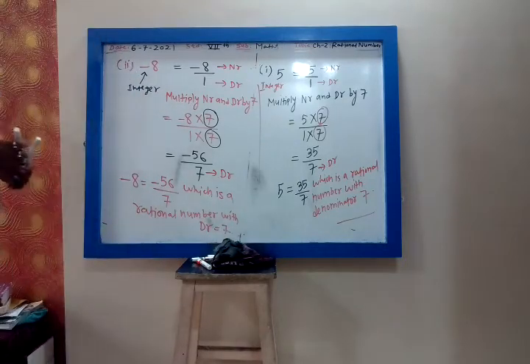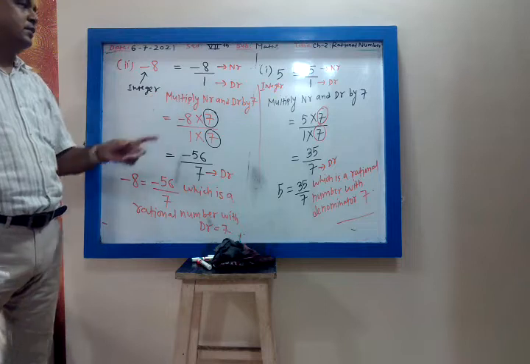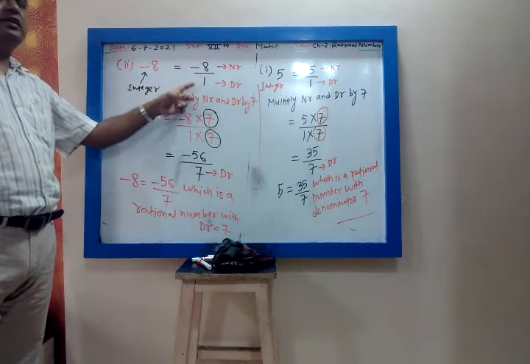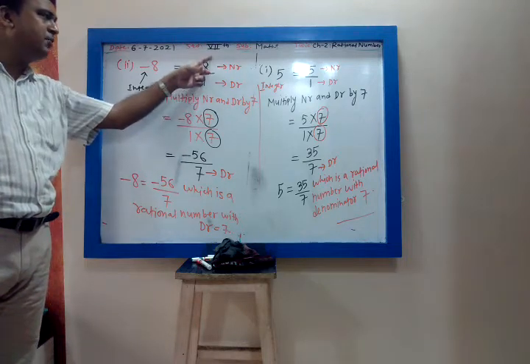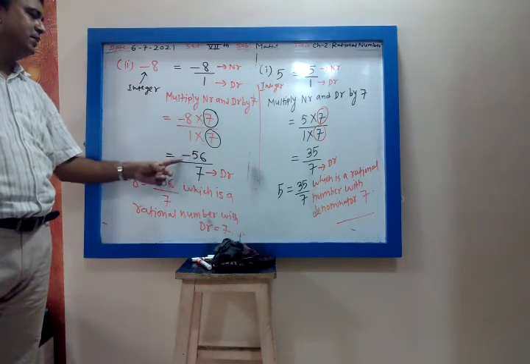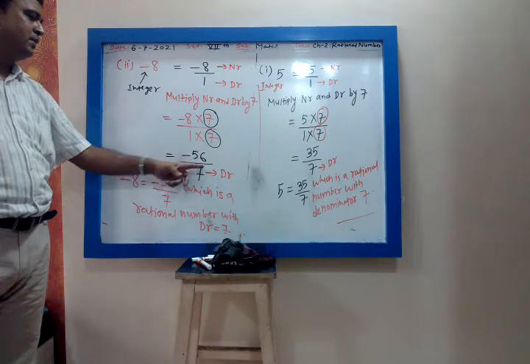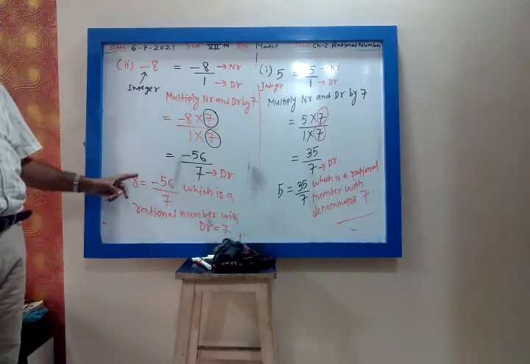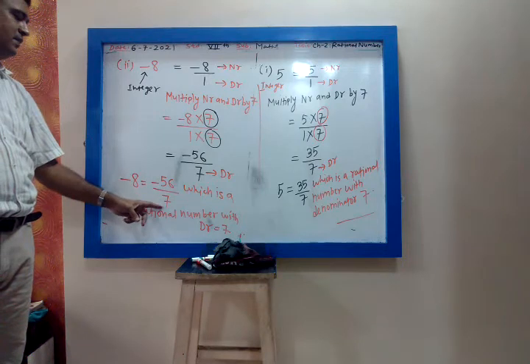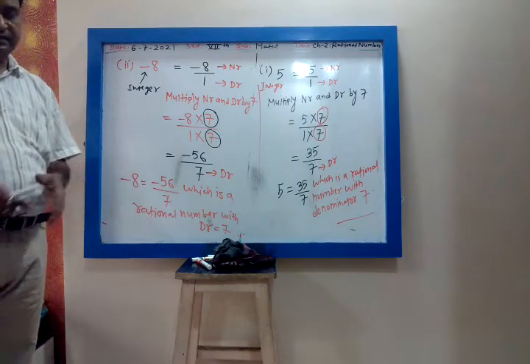So this completes minus 8. Minus 8 I can write as minus 8 upon 1, so numerator is minus 8, denominator is 1. Now this denominator we want 7, so multiply numerator and denominator by 7. You will get minus 56 upon 7. Now the denominator is 7, we stop here. So minus 8 can be written as minus 56 upon 7. This is a rational number whose denominator is 7.